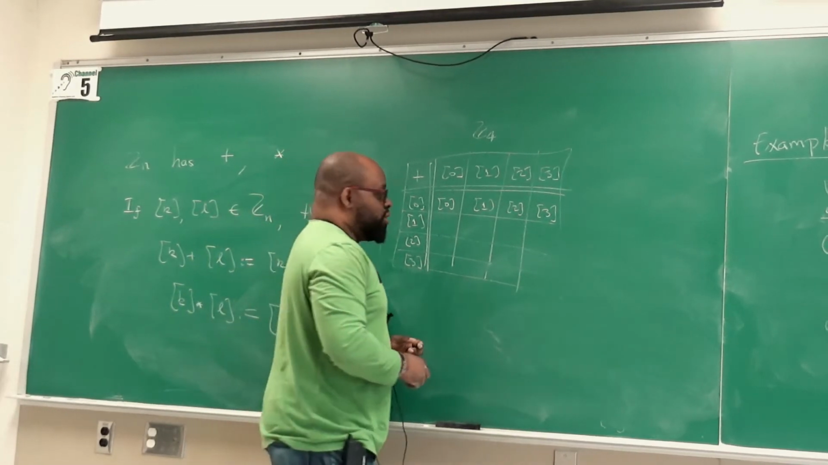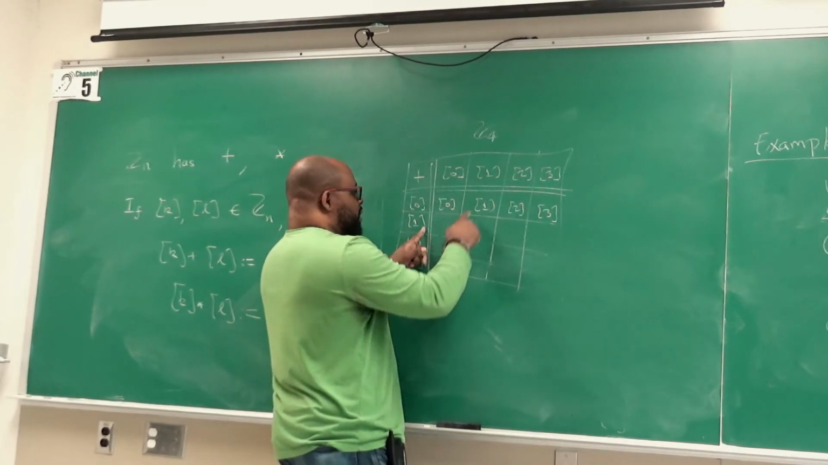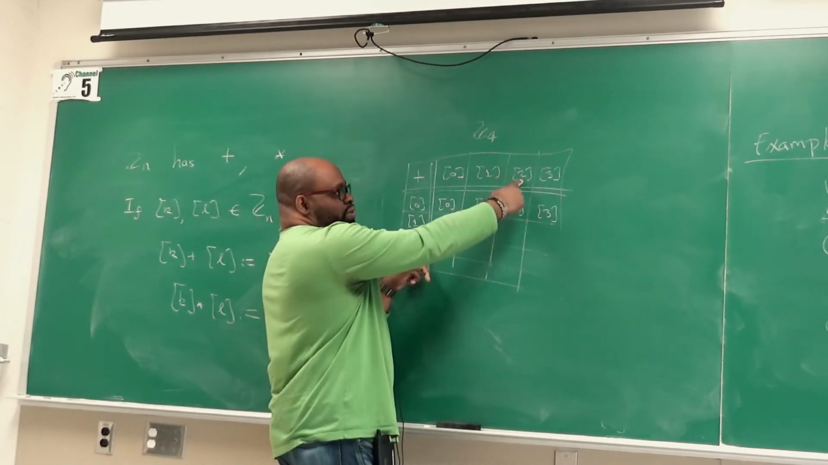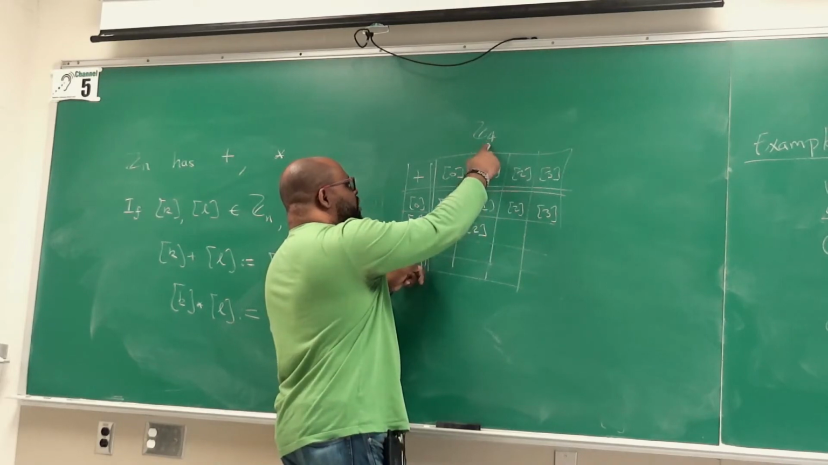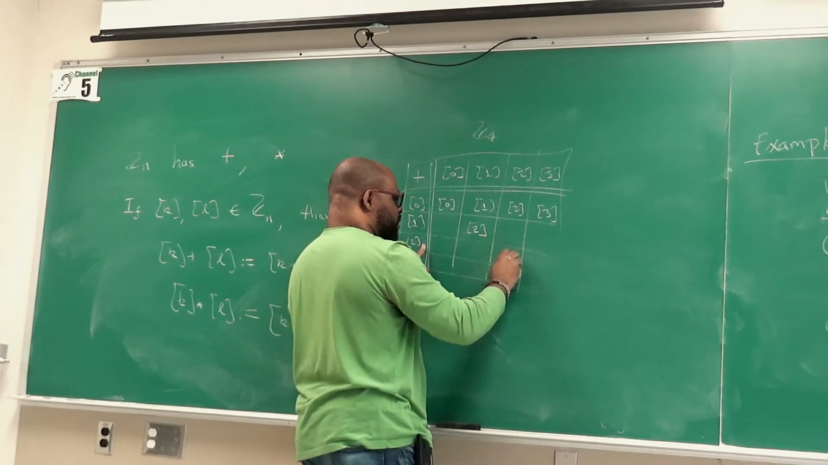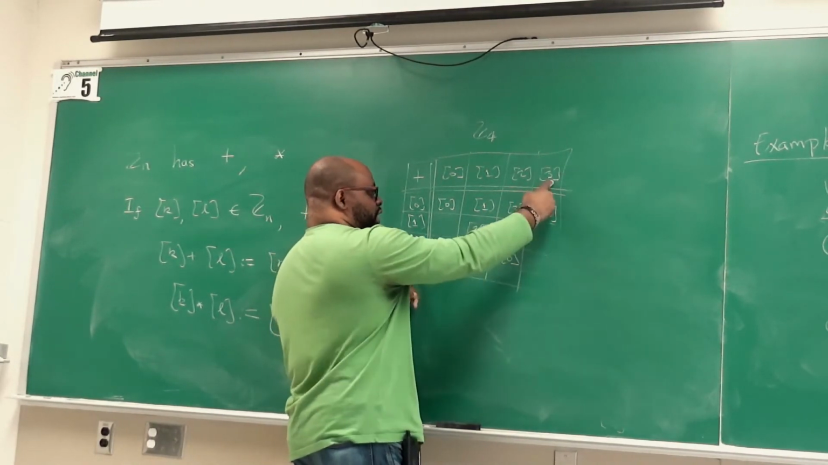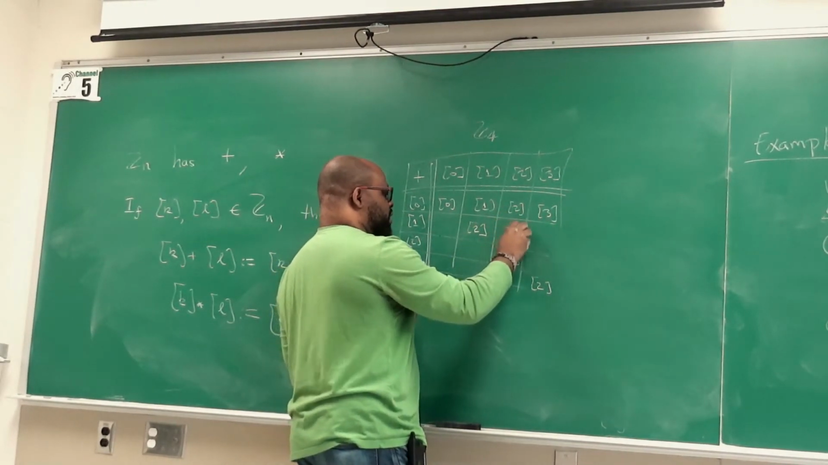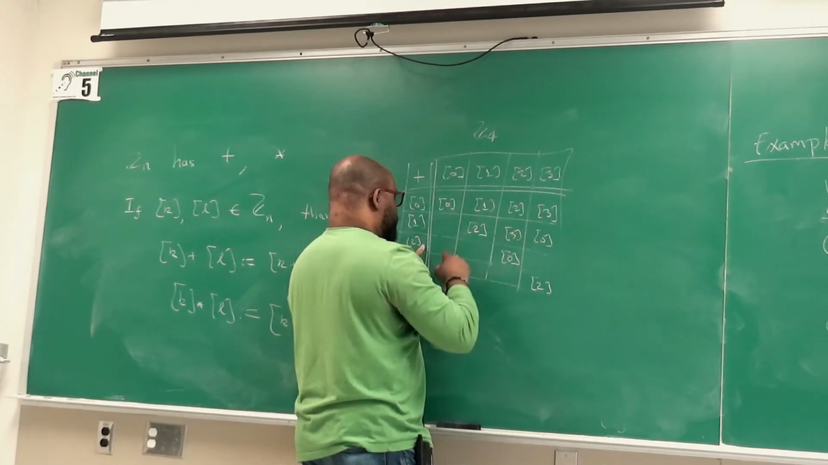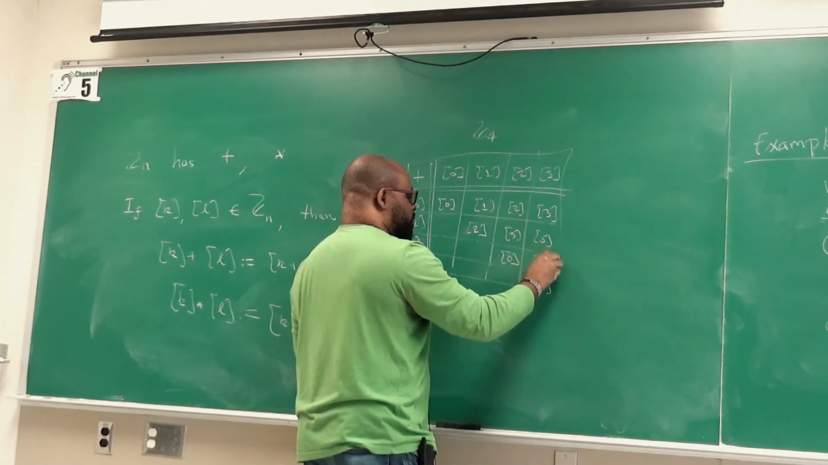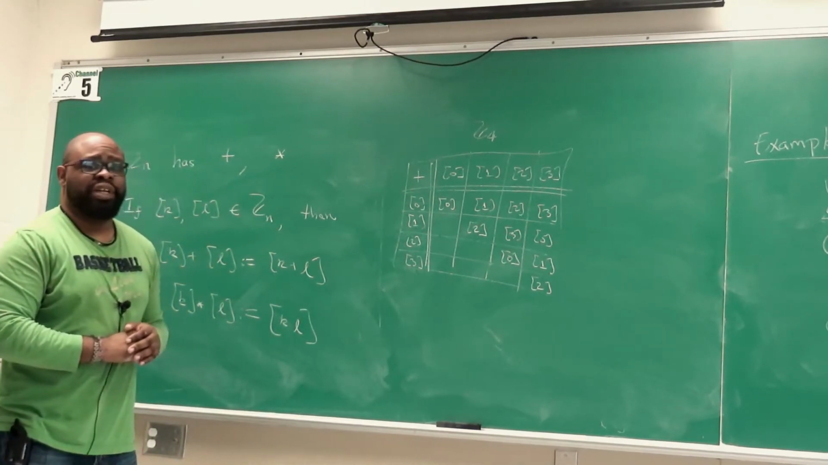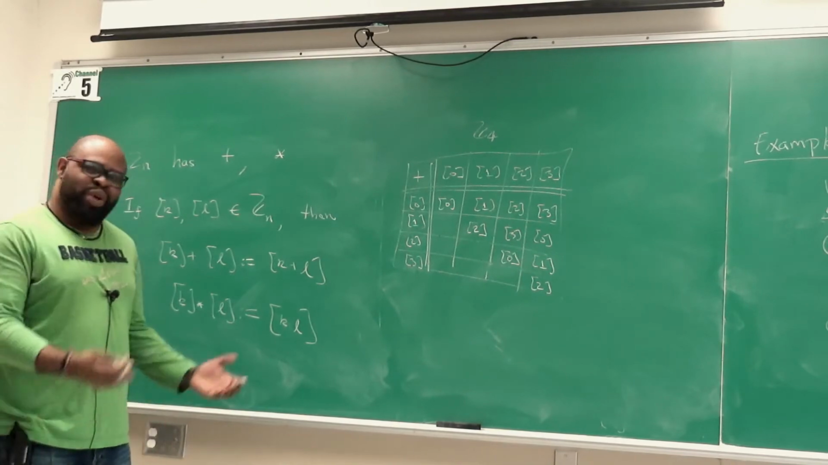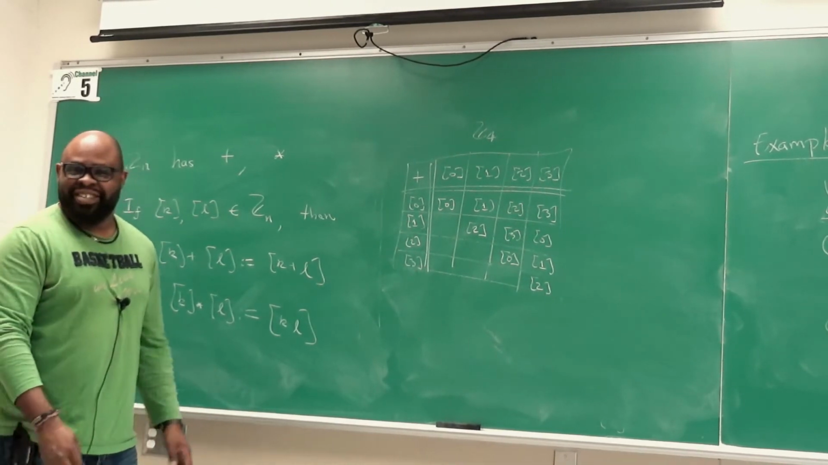We don't have to do everything. So 1 plus 1 is 2. 2 plus 2 is 4, but 4 mod 4 is also 0. And 3 plus 3 is 2. 1 plus 2 is 3, 0, and 2 plus 3 is 1. Right. So that's the addition table. I don't want to bore you, but I feel like I have to do it at least once.